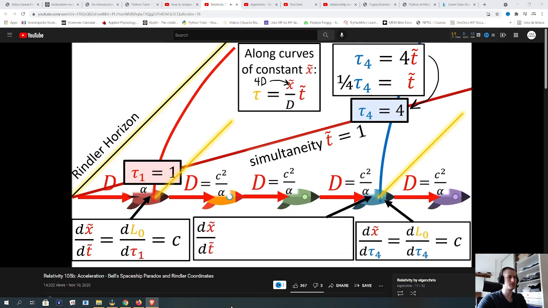However, if we measure this light beam at the fourth spaceship using the Rindler coordinates dx tilde by dt tilde, we're not measuring this light beam using a local clock, since 1 unit of t tilde time is only equal to a quarter of the local proper time tau 4 on the fourth rocket. The result is that we get the speed of the light beam to be 4c, because it was measured with a non-local clock.